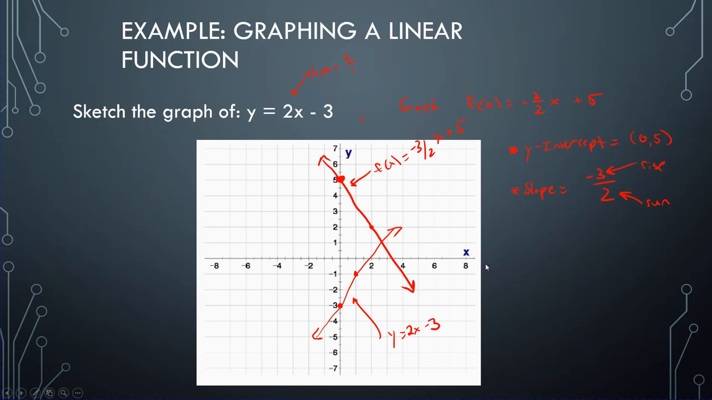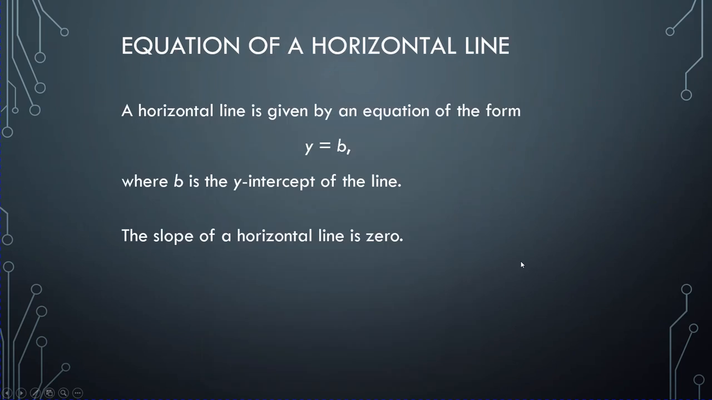All right, let's end now talking about horizontal and vertical lines. A horizontal line is given by an equation of the form y equals b. Here b is the y-intercept of the line, and it has slope 0. So a horizontal line just looks like this. This is the value b, and then the line just looks like that. That's it. Whenever it says graph y equals b, you just go to whatever b is, and then you draw a horizontal line. That's it.